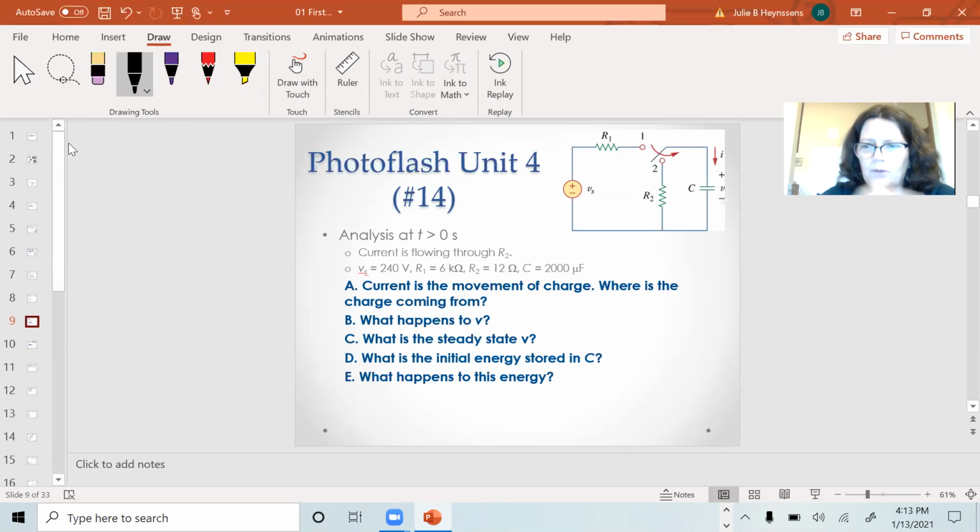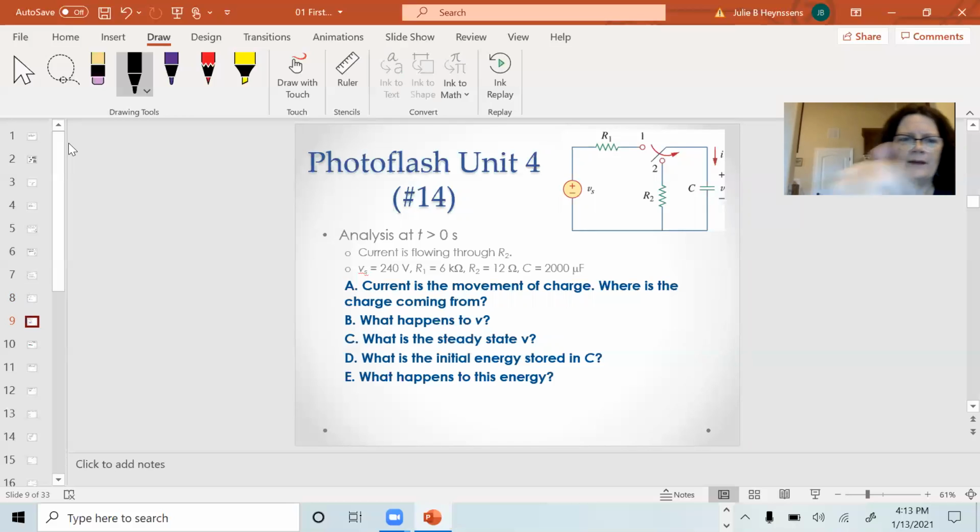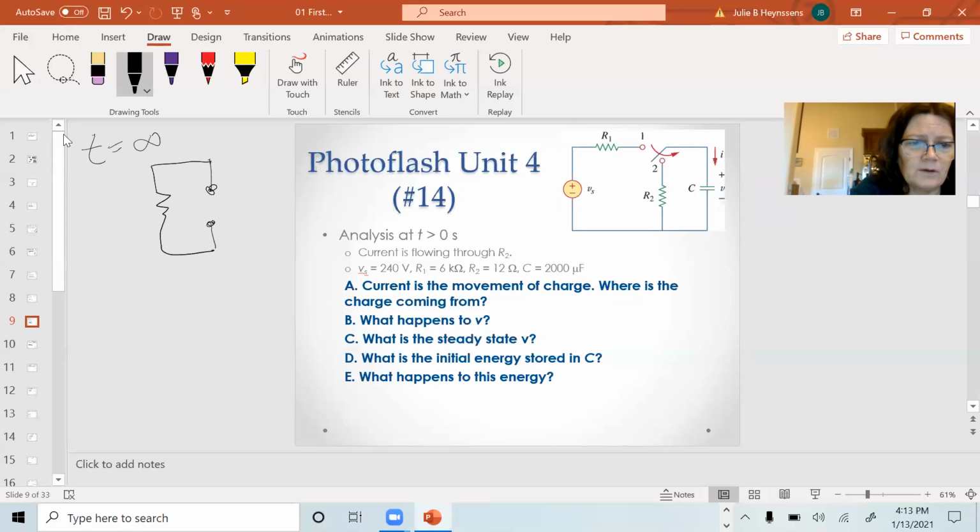We want to figure out what happens after this has been sitting here for a long time. Now, at T equals infinity, the capacitor's been sitting there with no change on it for a very long time. So it goes back to being the DC model of being an open circuit. The switch is still in position 2. So I'm connected to that 12 ohm resistor.